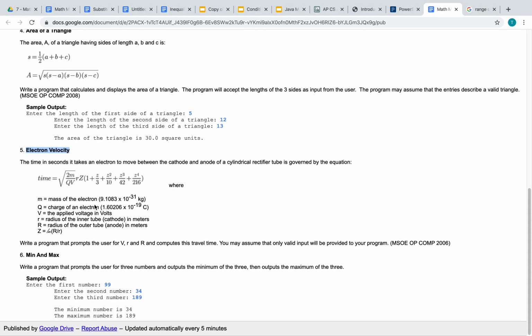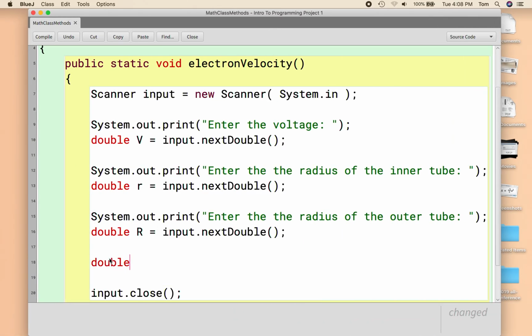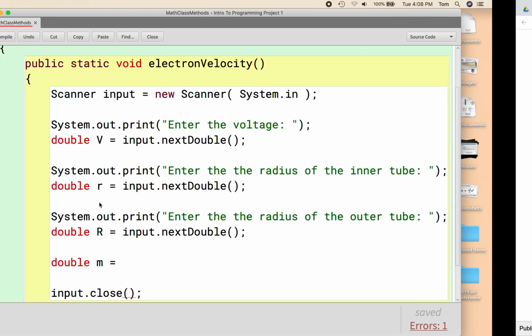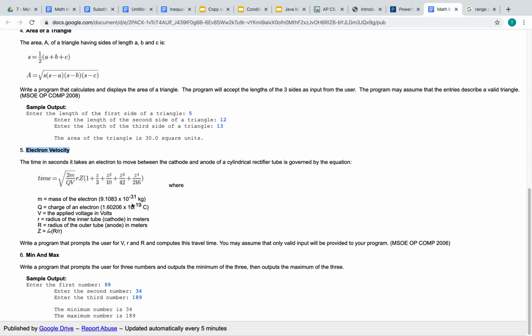Now we're going to go ahead and figure out some of this other stuff. So in order to compute this stuff, I need M. M is the mass of an electron, which I guess is 9.1083 times 10 to the negative 31. Okay, so we're going to go double M equals 9.1083, right? And then we want it to be times 10 to the negative, so times 10 we can do with E, negative 31.